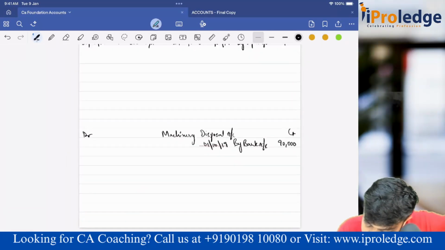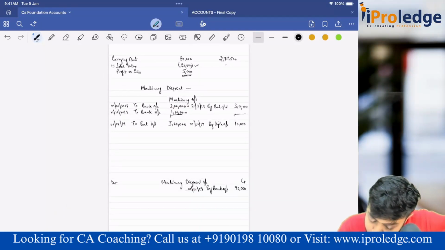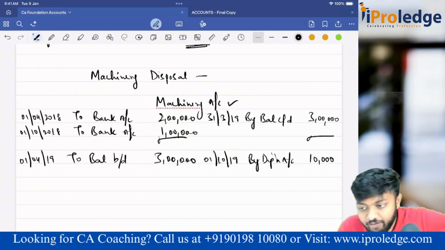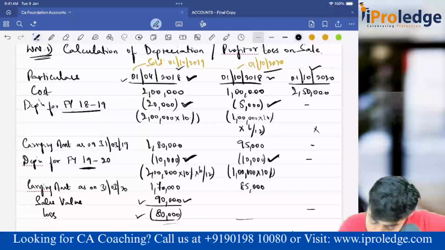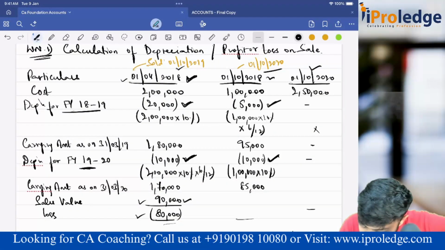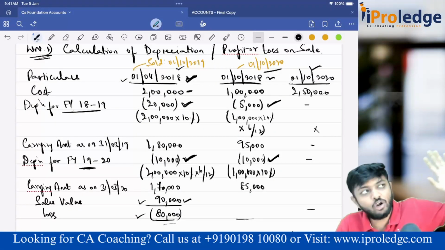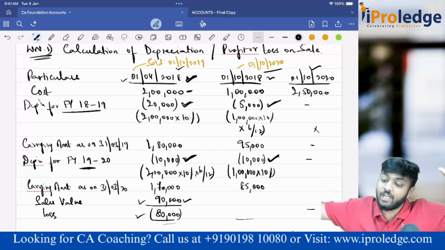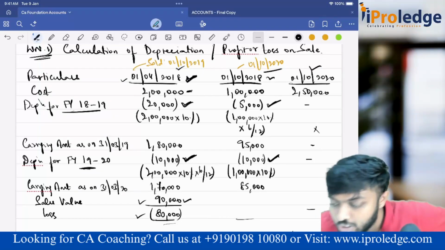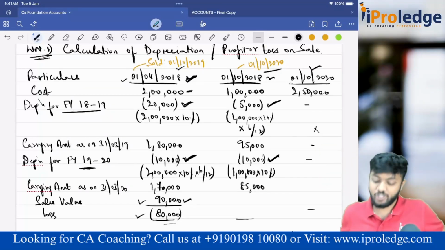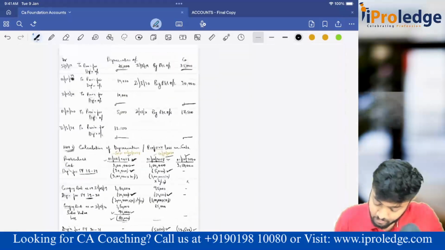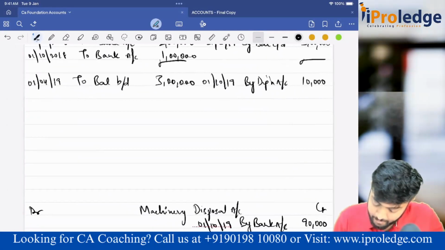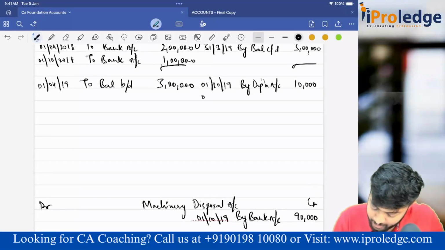Then what? The cost component is lying in machinery account. That I have to bring to machinery disposal account. How much is the cost component? Come here only. If you see, the cost component of the asset I am first selling is 2 lakhs. In machinery account only cost will be there, because depreciation is sitting in provision for depreciation account. The cost component is 2 lakhs that I will transfer from machinery account to disposal account.